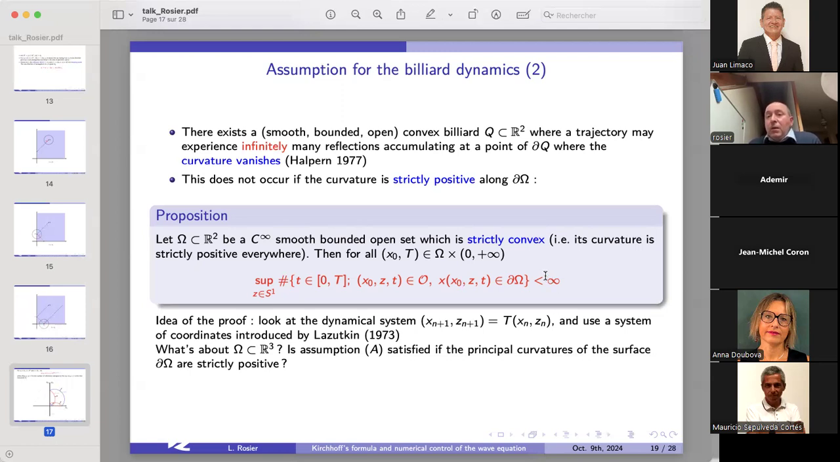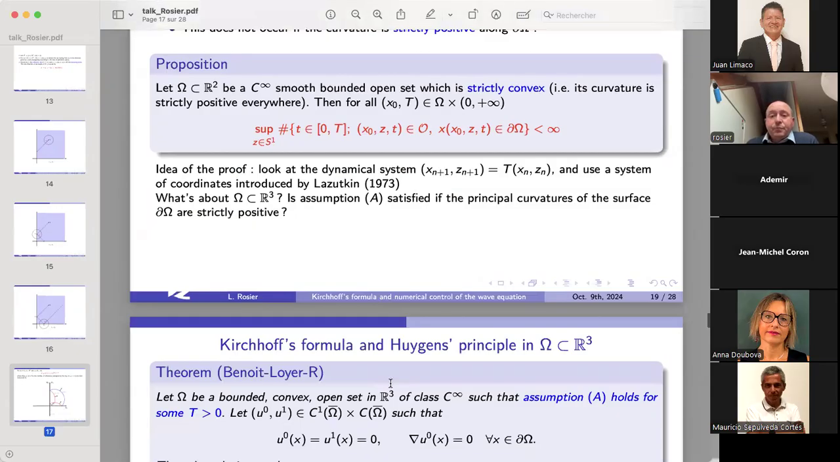For the moment, we don't have an equivalent result in dimension 3. We expect that it is probably true if the three principal curvatures are strictly positive, but for the moment we don't know that, because we need coordinates like those of Lazutkin, but in dimension 3. And for the moment, we didn't find them.